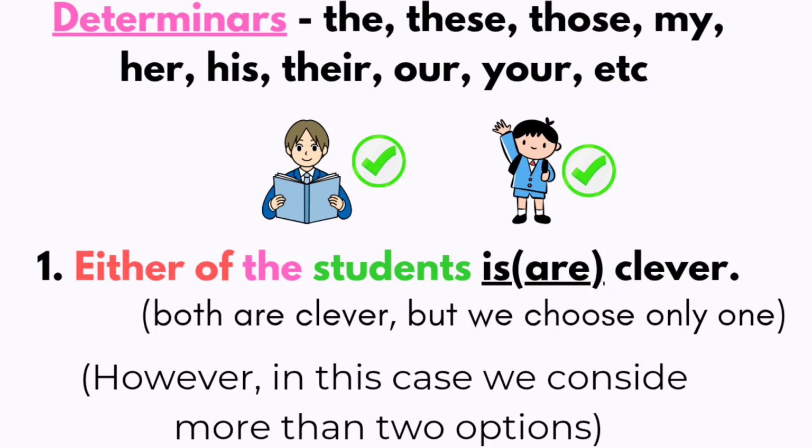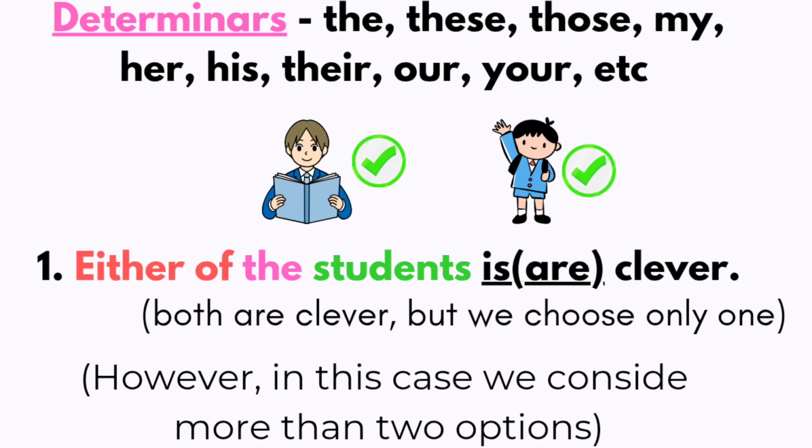Either of the students, here the determiner the is used after either of. Either of the students is clever, or either of the students are clever. Both are correct. Here the meaning is both are clever, but we choose only one. When we have two options, we don't consider both; we consider only one option. However, in this case, we consider more than two options. Here I have taken only two students. Both are clever, but we choose only one. I hope this example is clear, right?